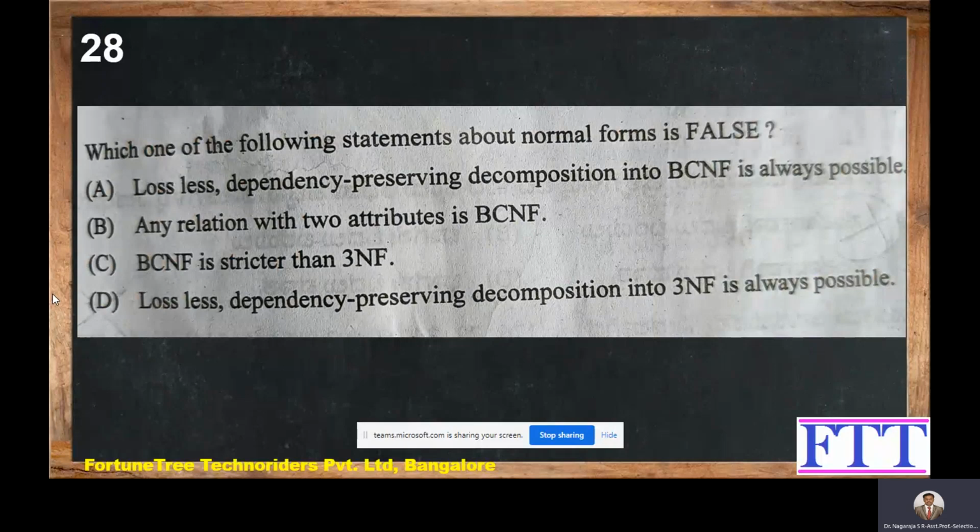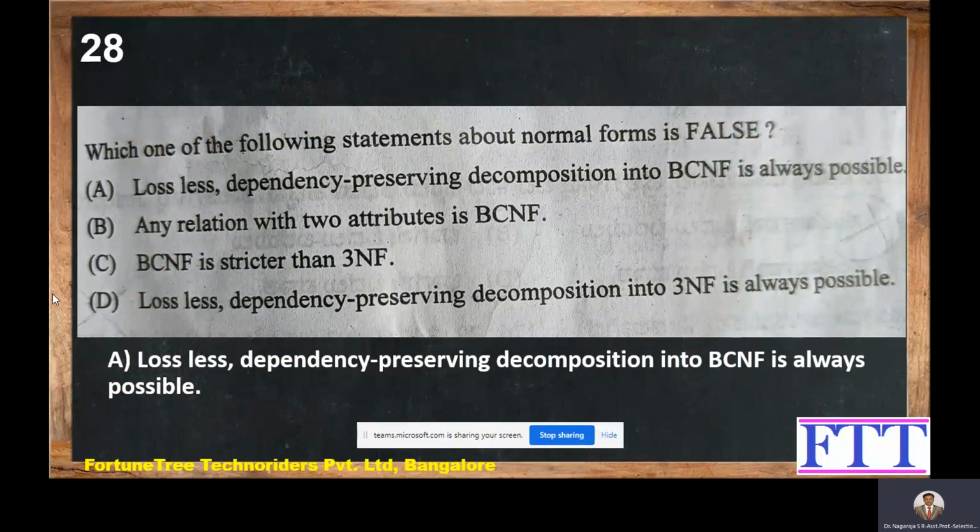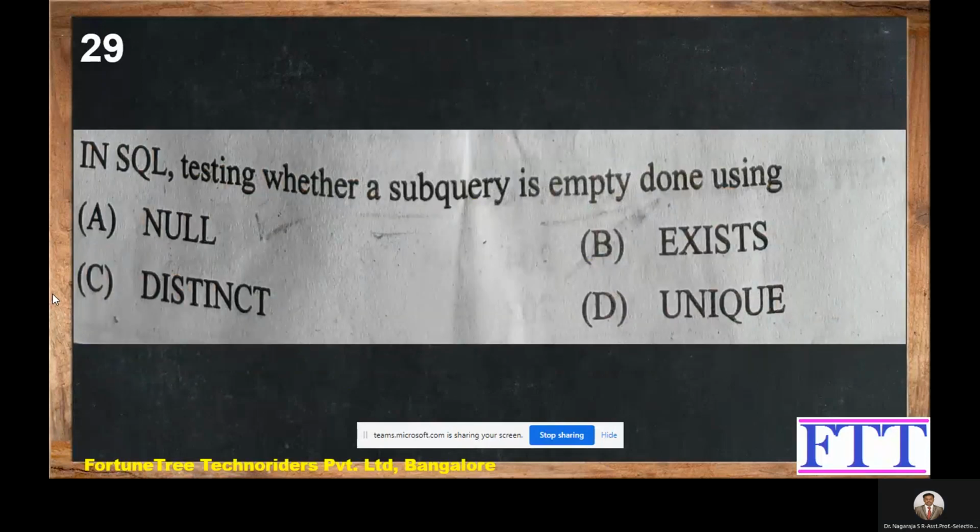See, option B, option C and option D are always true. So obviously the right option is option A, lossless dependency preserving decomposition into BCNF is always possible. Actually, it's not possible. It's a false statement. Option A is the right answer.